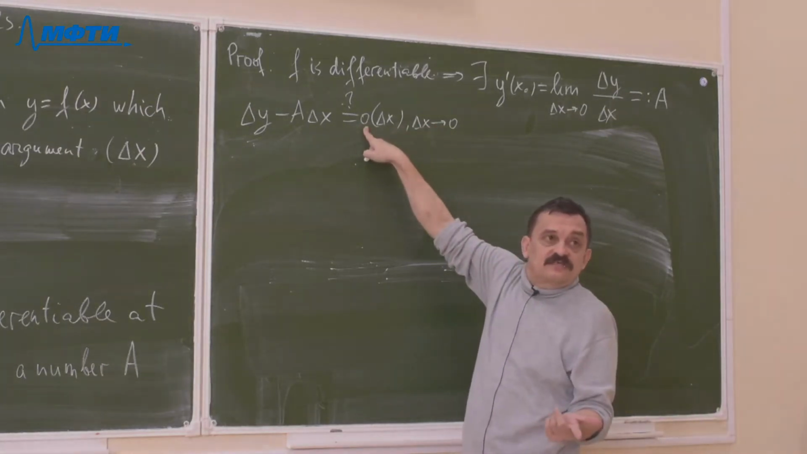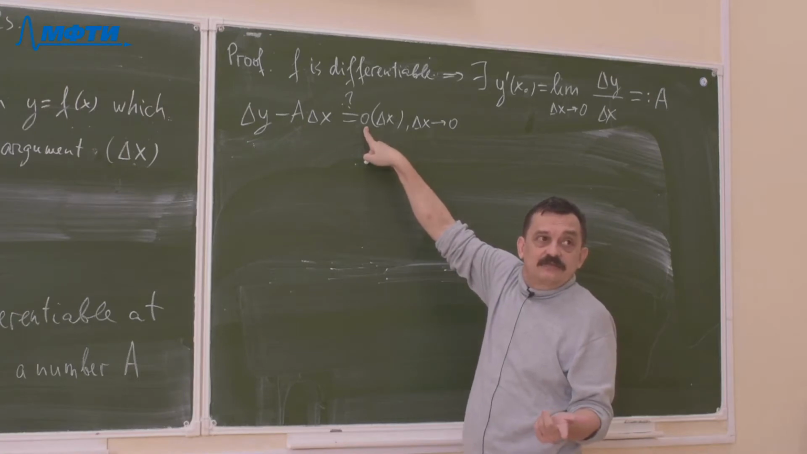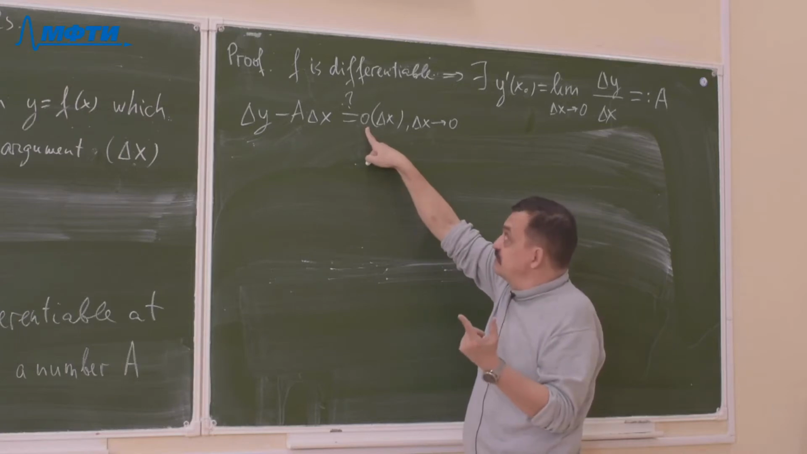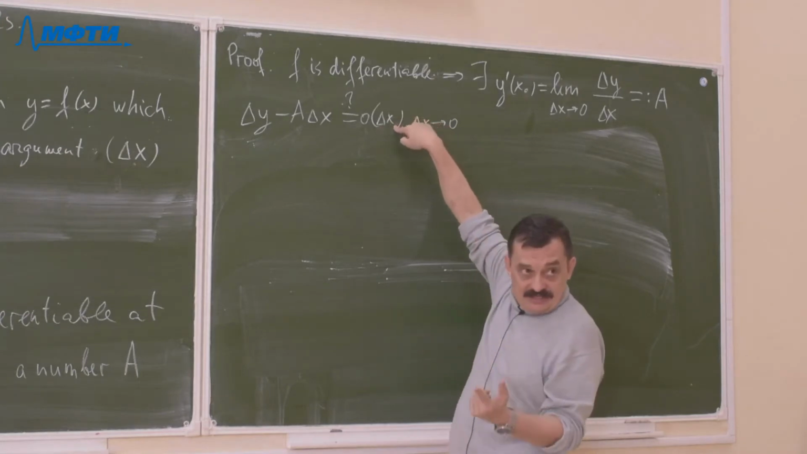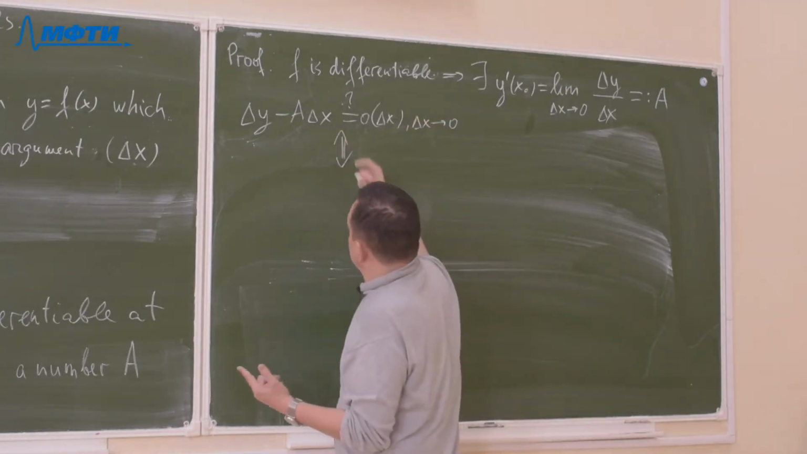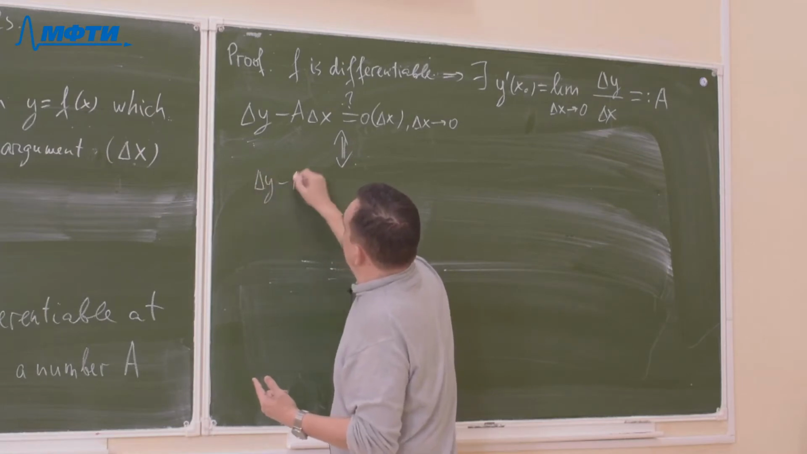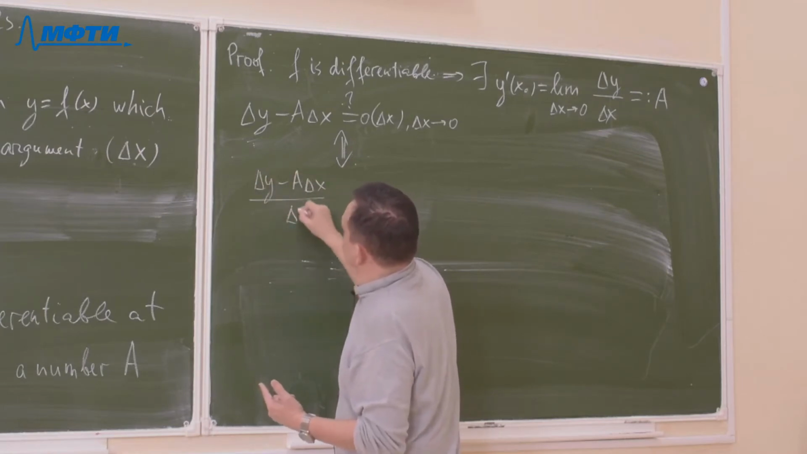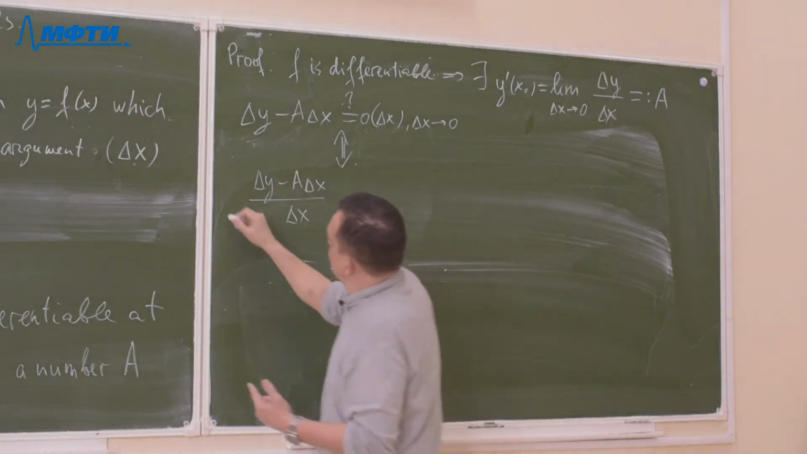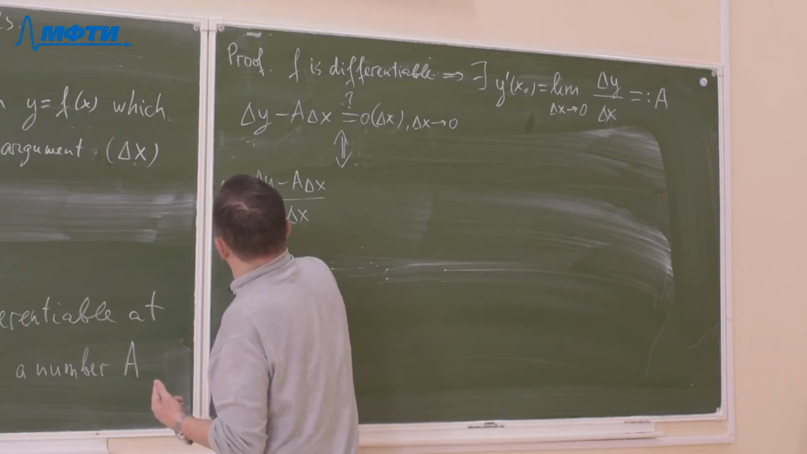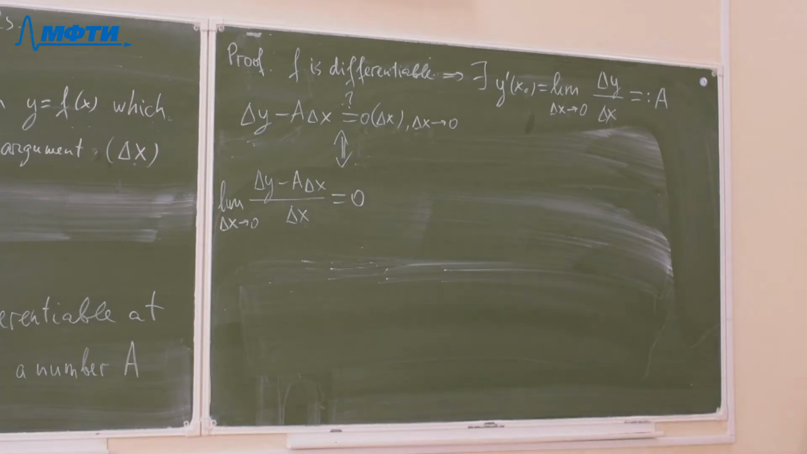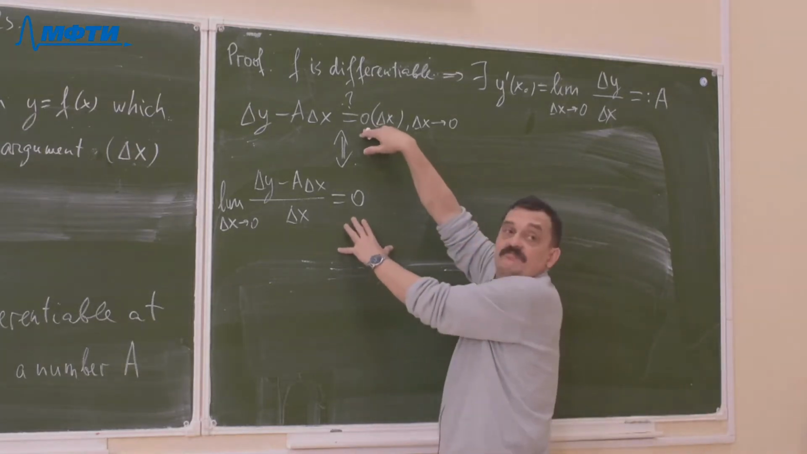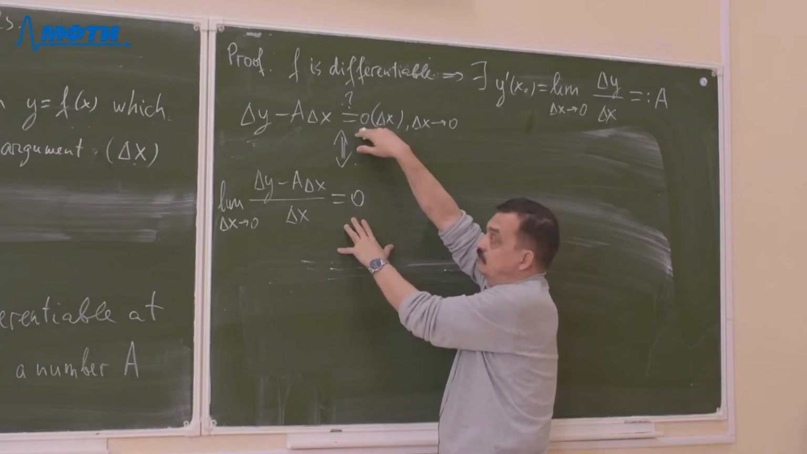What does this writing mean? Little o. By the definition of this symbol, it means that if we divide by delta x, then the limit as delta x tends to 0 is 0. I am just explaining the meaning of the symbol little o, nothing else.